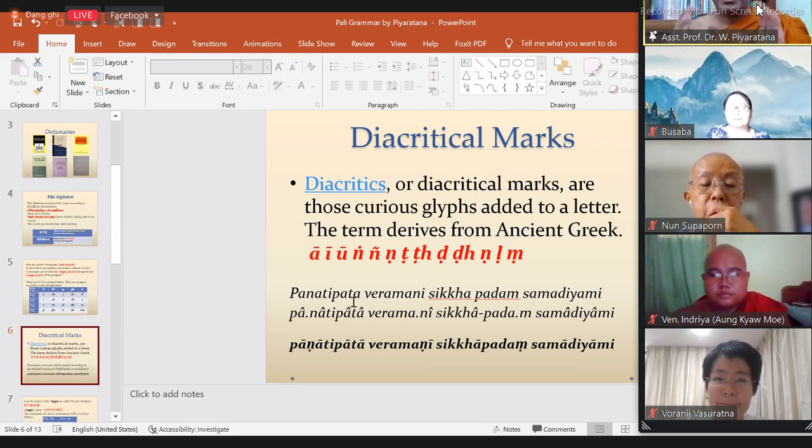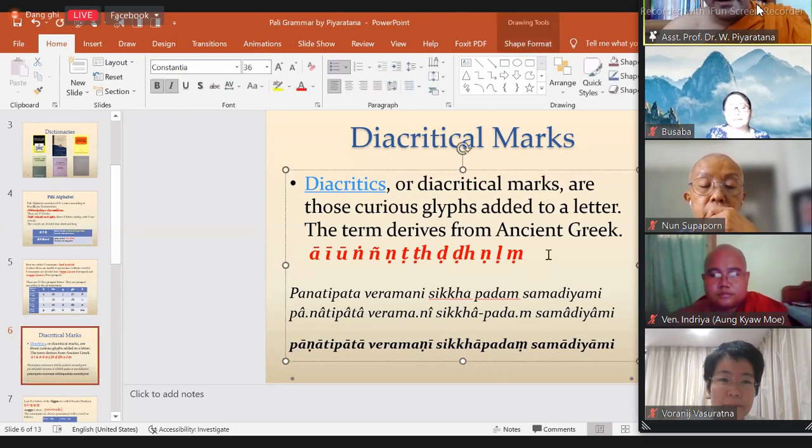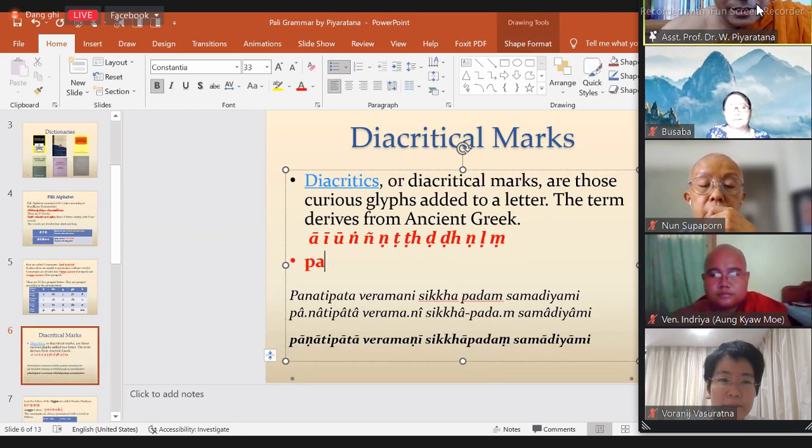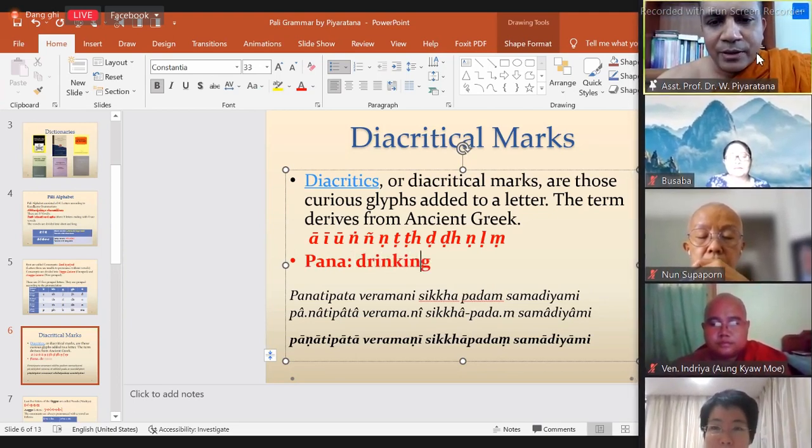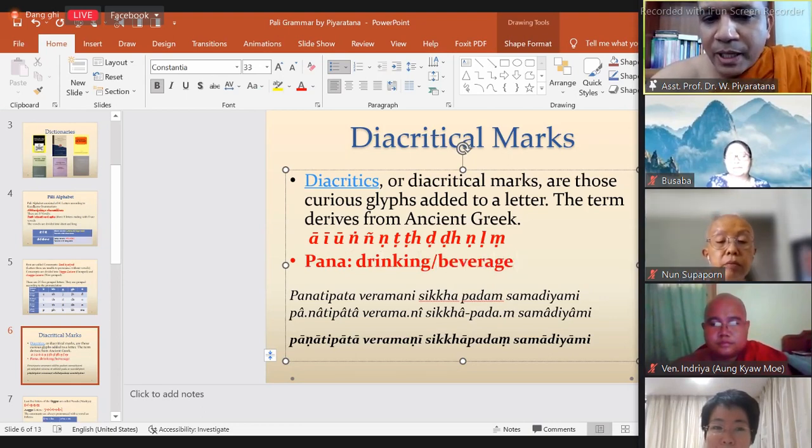So pana means beverage. If you write this word without any diacritical marks, it has the meaning of pana, the drinking. I didn't use any diacritical marks, so these words have different meanings. This is for the drinking, or any beverage, we call pana. But this one is called panatipata, with diacritical marks.